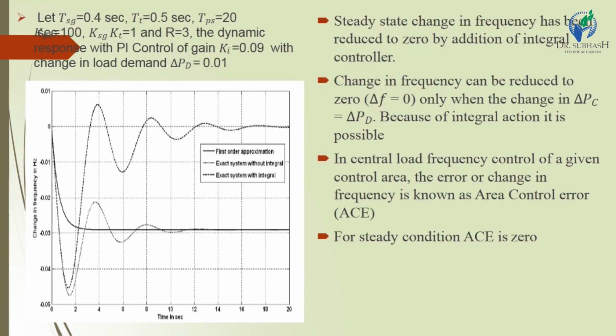In this slide, the time in seconds and the change in frequency graph are shown. The steady state change in the frequency has been reduced to 0 by the addition of the integral controller. The change in frequency can be reduced to 0 only when the change in delta Pc is equal to delta Pd, which is possible because of integral action. In the central load frequency control of the given control area, the error or change in frequency is known as area control error, ACE. For the steady state condition, ACE is equal to 0.